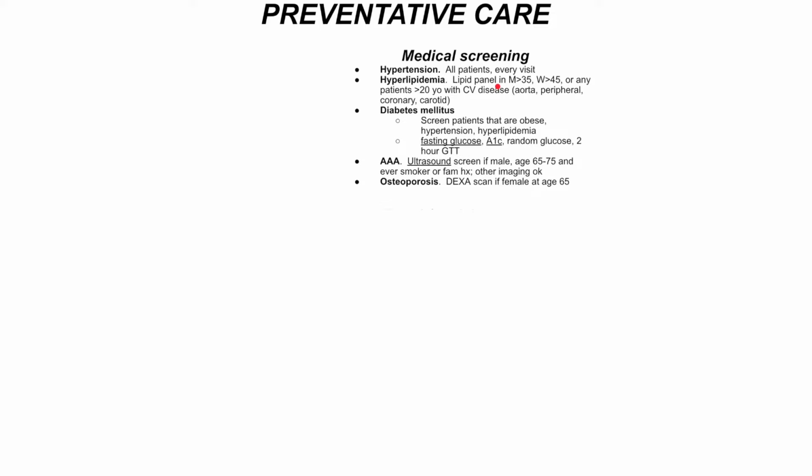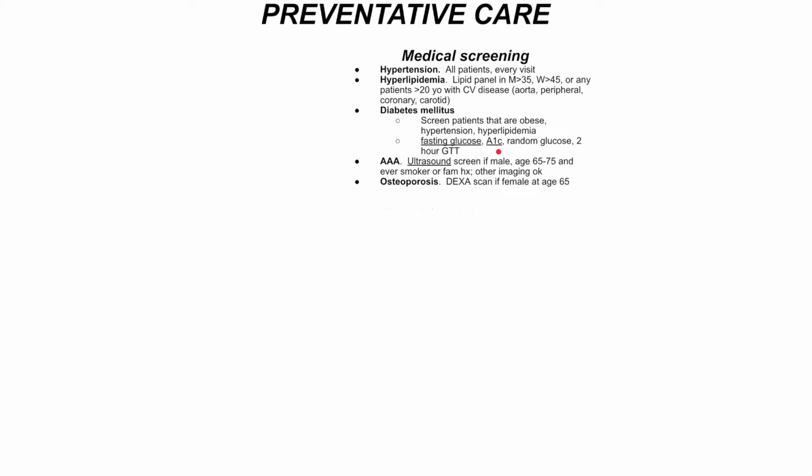Next is diabetes. We screen for diabetes in people that are obese, in people that have hypertension, and in people that have hyperlipidemia. So again, these 3 are all very related. The main test that we do for diabetes screening is the hemoglobin A1C. This will give you an average blood sugar from the past 3 or 4 months.